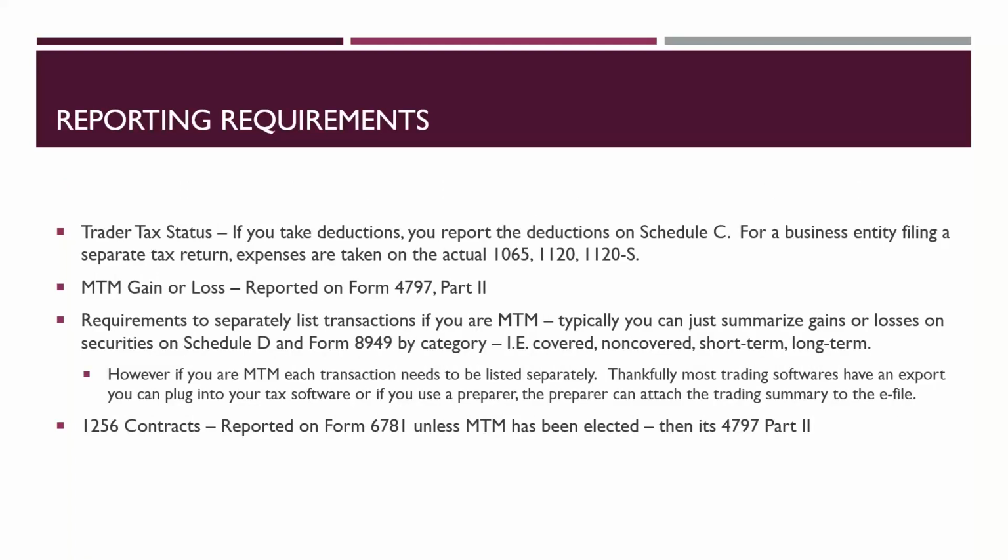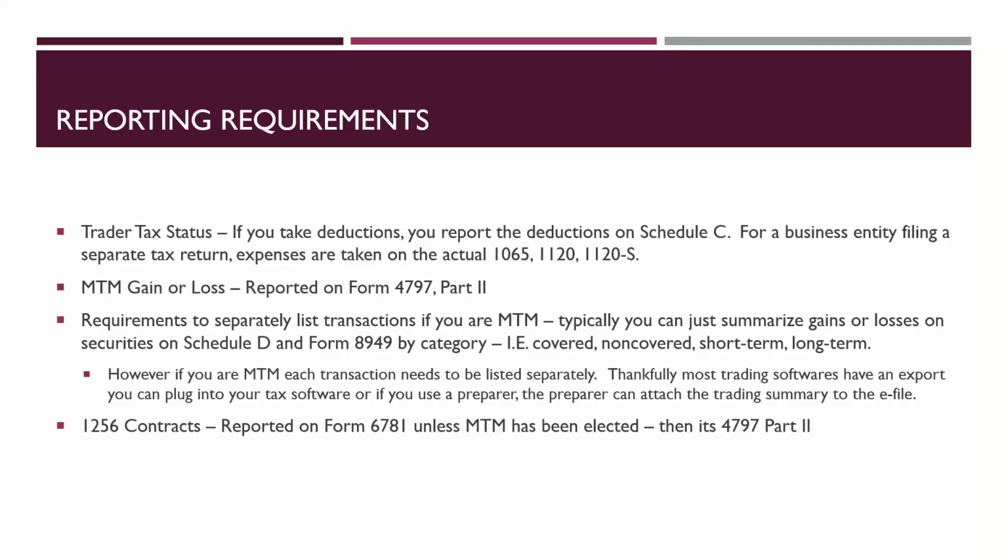Next up, reporting requirements. This is basically a primer for where various professional trading activities are reported. So this should be actually very helpful. So trader tax status, if you qualify, if you want to take deductions for it, if you file a personal tax return, you're going to report deductions all on Schedule C with no income, okay? Some folks make a mistake of reporting income and expense. That's not correct. You have to report just the expenses on Schedule C if you're a professional trader.